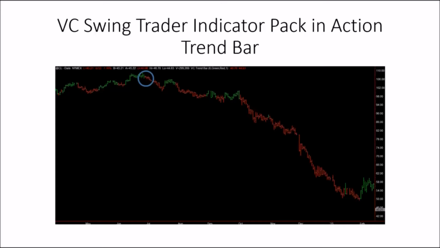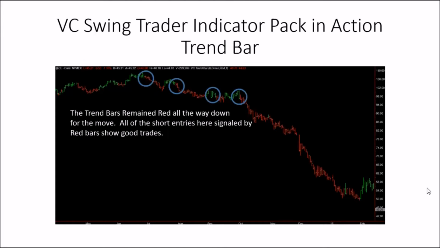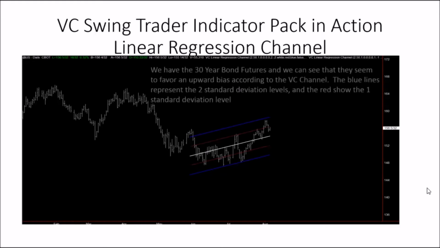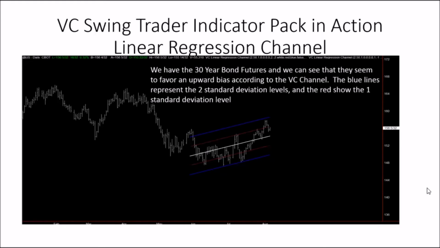Here we have the VC Trend Bar, which provides great context and helps you stay in a big move. As you can see, this last one was a really big move in crude oil. The trend bars remain red all the way down for the move. All the short entries here signaled by red bars show good trades. Here we can see the VC Linear Regression Channel. We have the 30-year bond futures, and we see that they seem to favor an upward bias according to the VC channel. The blue lines represent the 2 standard deviation levels, and the red represent the 1 standard deviation levels.